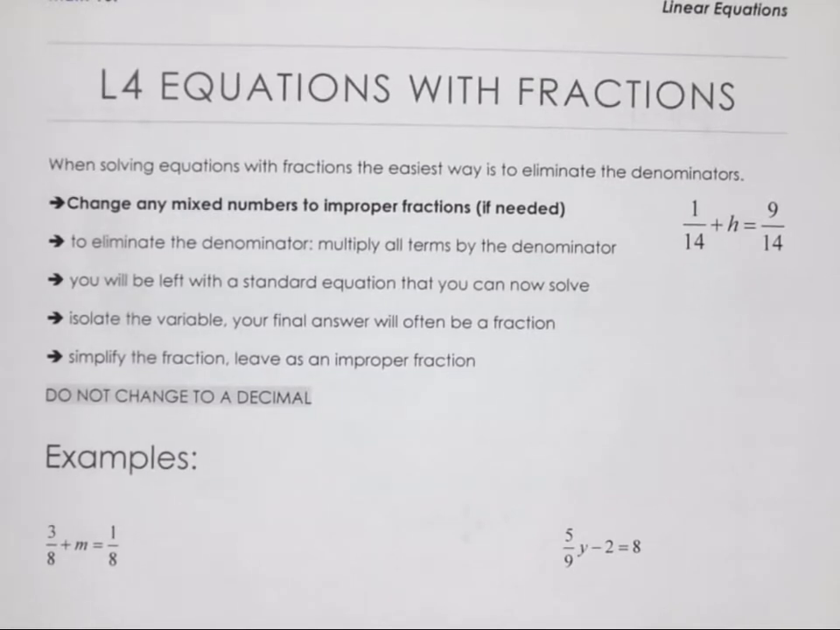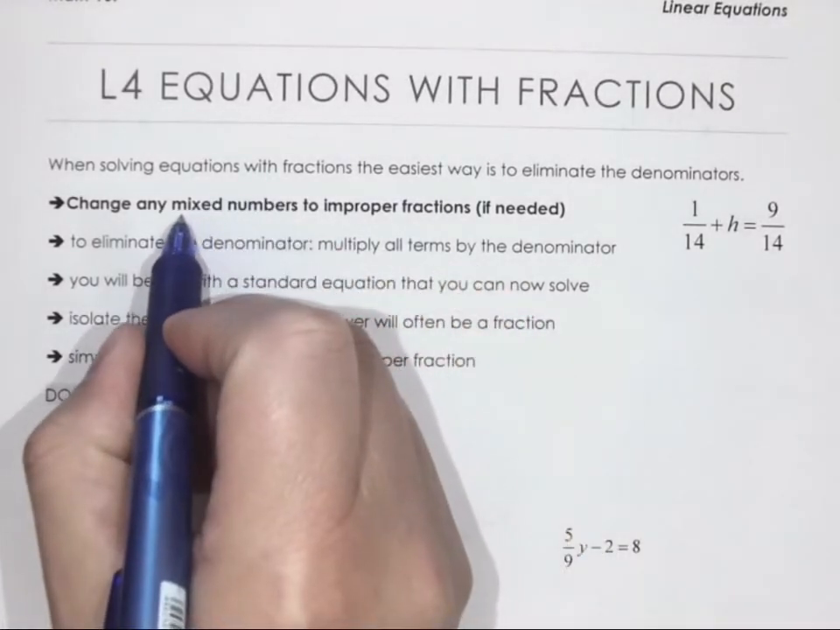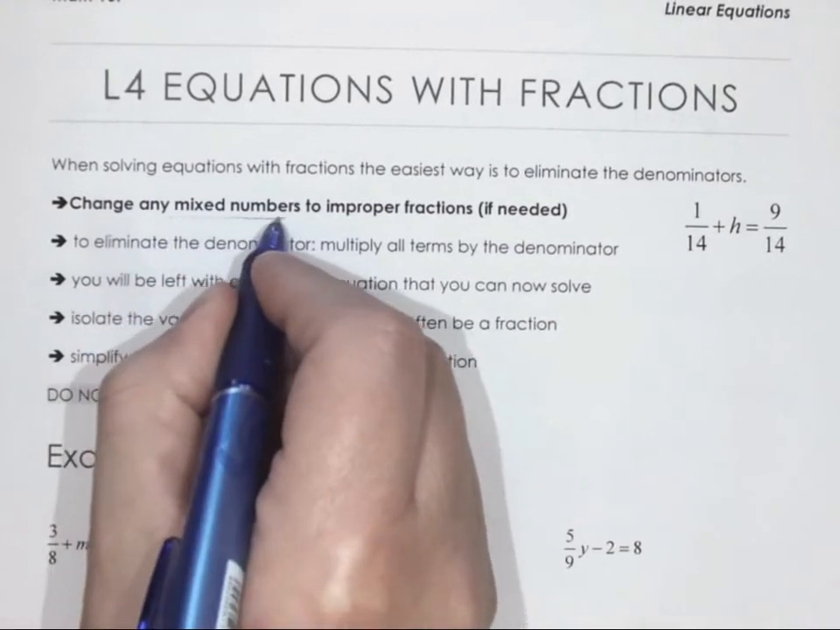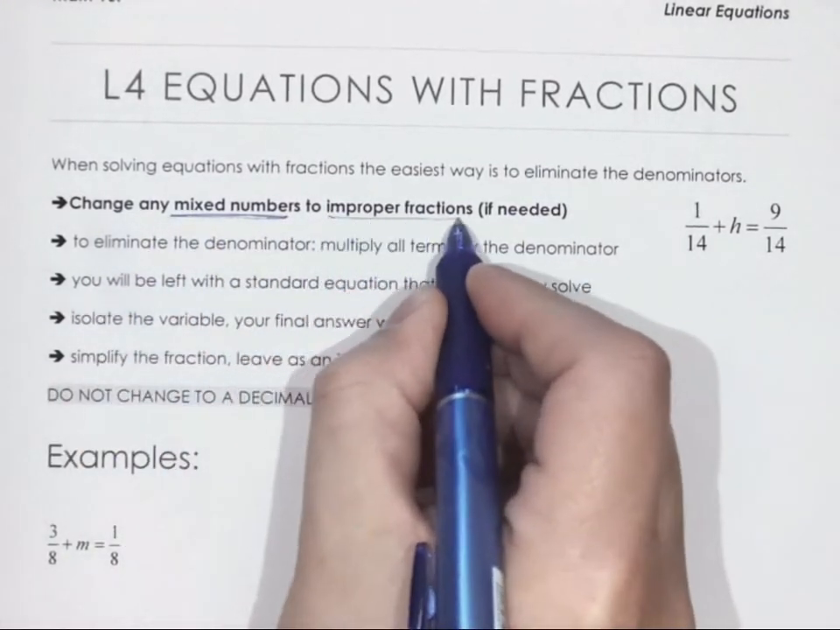So this is equations with fractions, and I know that our first instinct with fractions is to be like, oh, I want to turn them into decimals, and I'm going to ask that you don't. Because what we're going to try to do is eliminate the denominator from the fraction so that it will make it much easier. So the first thing, if you have to, is change any mixed numbers to improper fractions.